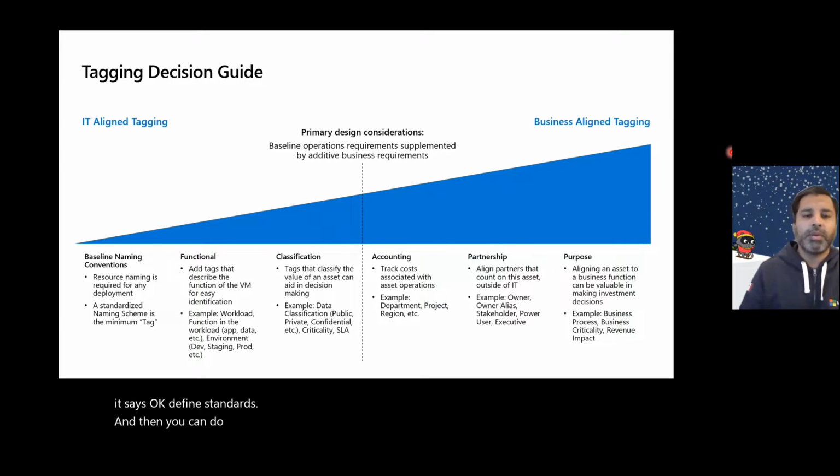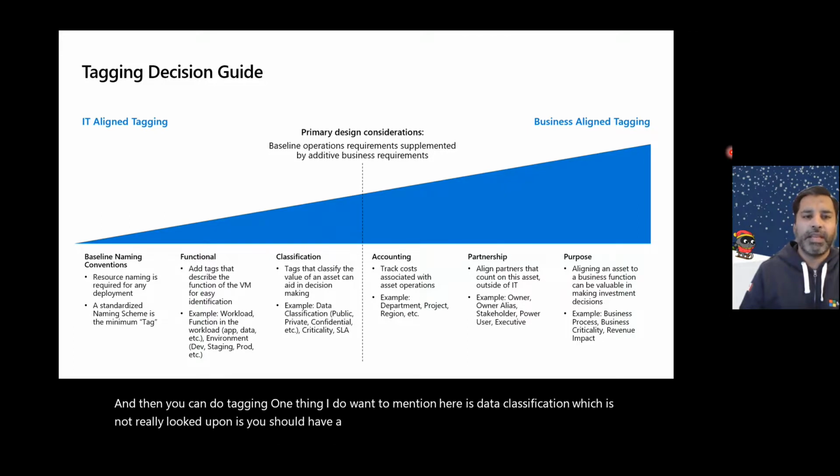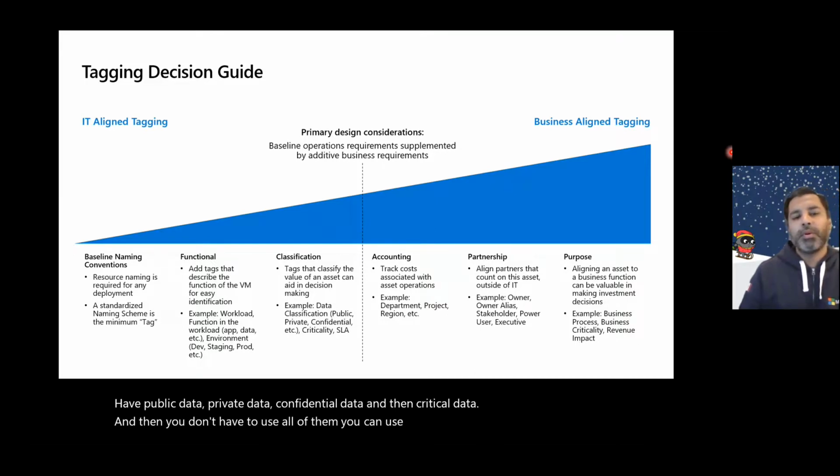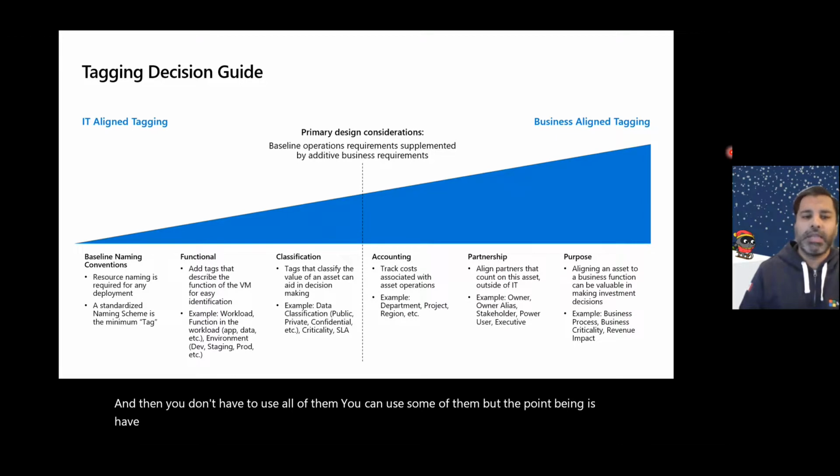One thing I do want to mention here is data classification, which is not really looked upon. You should have a tag for data classification specifically. And data classification is becoming very important now because everybody's moving to the cloud. So you might have public data, private data, confidential data, and then critical data. And you don't have to use all of them. You can use some of them, but the point being is have a data classification tag, which is going to be very, very important.